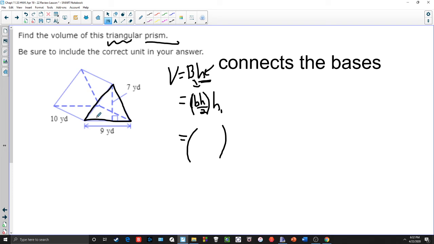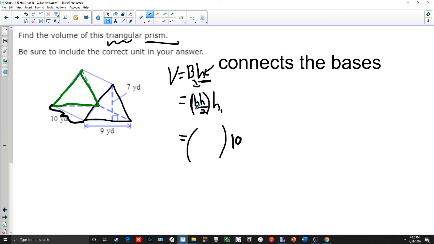So this is my first base. The other one here is my second base. And the line that connects them, this line right here, this 10, that's the height of my prism. So that's going to be on the outside here. That's this h right there.